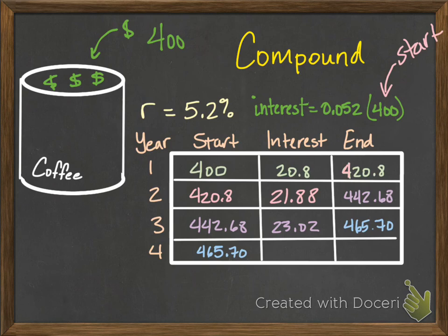Then I'm going to do my interest on that. So now my interest is $24.22. I add that to my $465.70, and so I end up with $489.92. Well, that's not a lot, right? Or it's not a lot of difference.